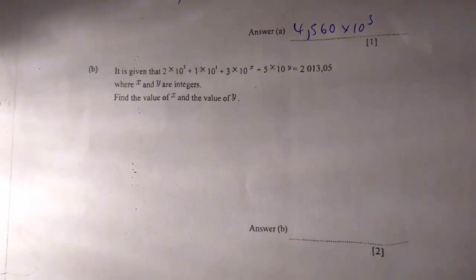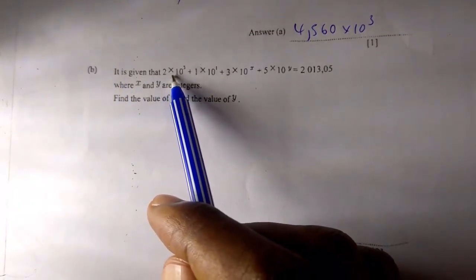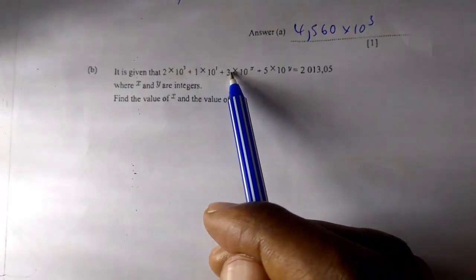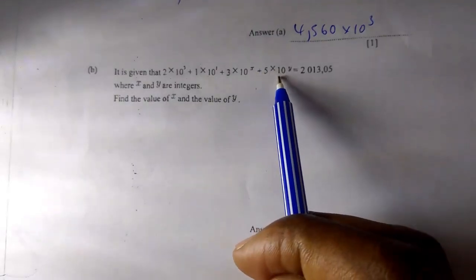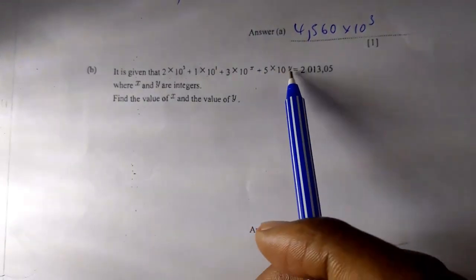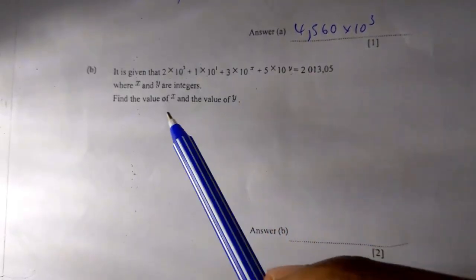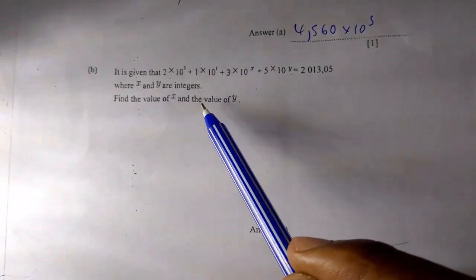1b, it reads, it is given that 2 times 10 to the power 3 plus 1 times 10 to the power 1 plus 3 times 10 to the power x plus 5 times 10 to the power y is equal to 2013.05, where x and y are integers. Find the value of x and the value of y.